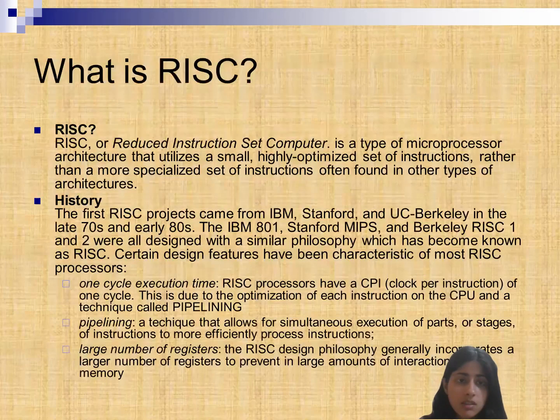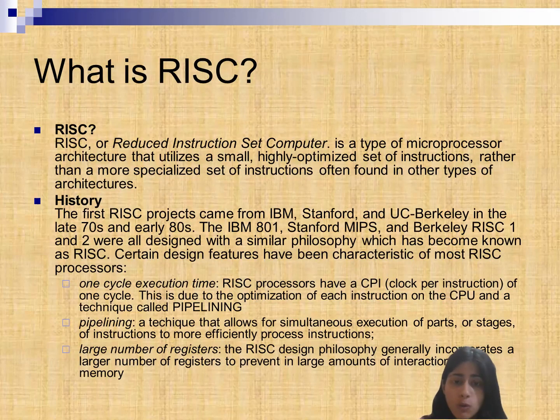Now, what is RISC? RISC, a reduced instruction set computer, is a type of microprocessor architecture that utilizes a small, highly optimized set of instructions rather than a more specialized set of instructions often found in other types of architectures. The history of RISC is that the first RISC project came from IBM, Stanford, and UC Berkeley in the late 70s and the early 80s.